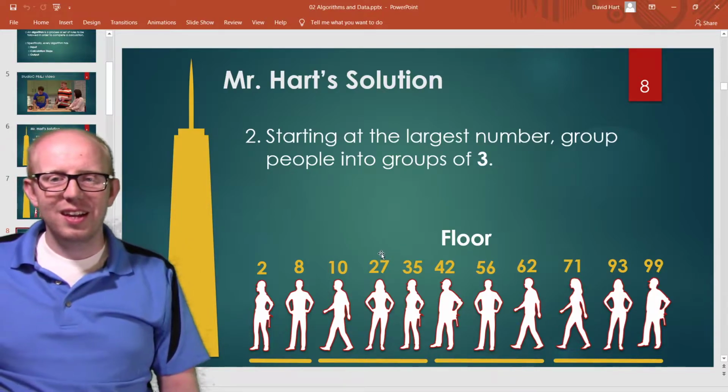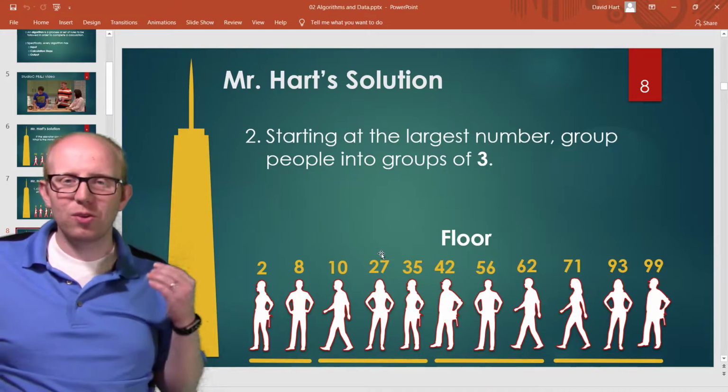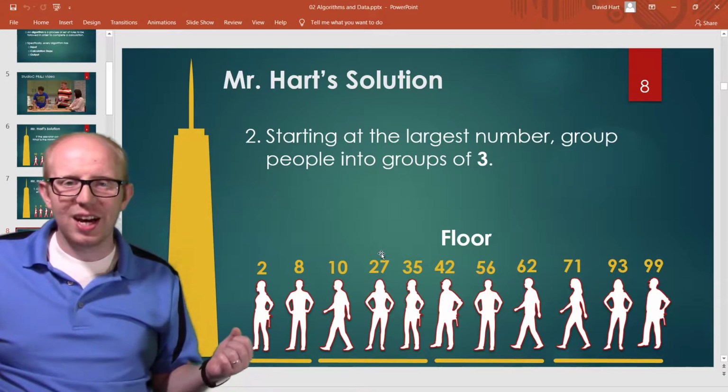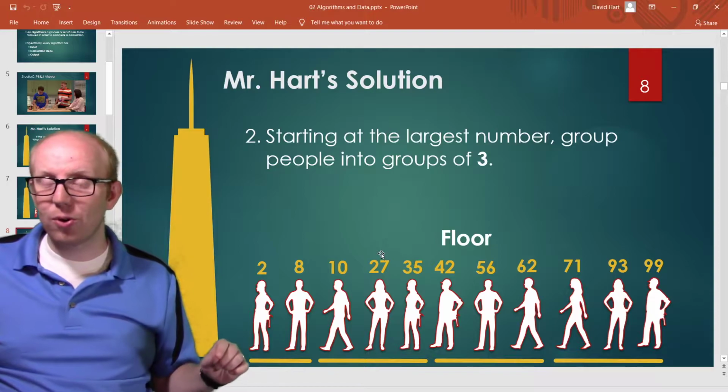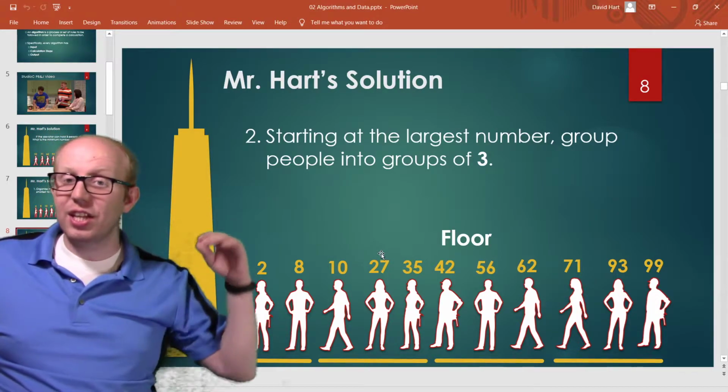Lastly, we send them up the elevator, and then there's one more thing we need to think about: who do we send up first? It's important because the order that we send them up matters, because on that last trip, they don't have to come back down.